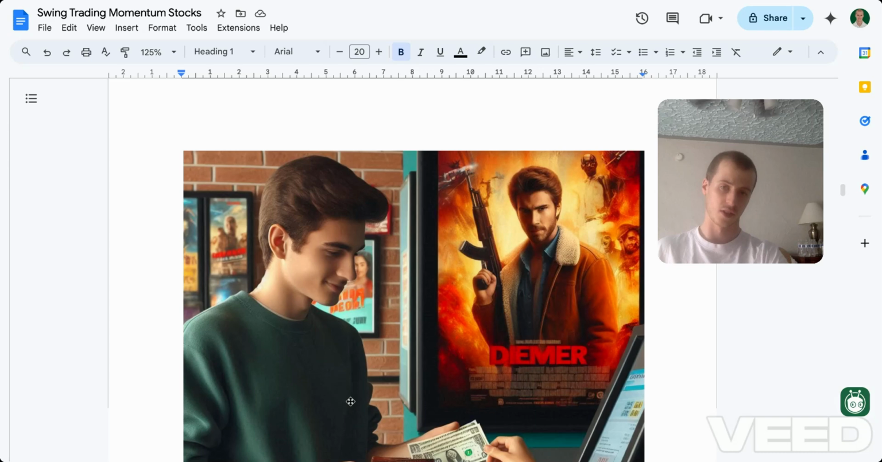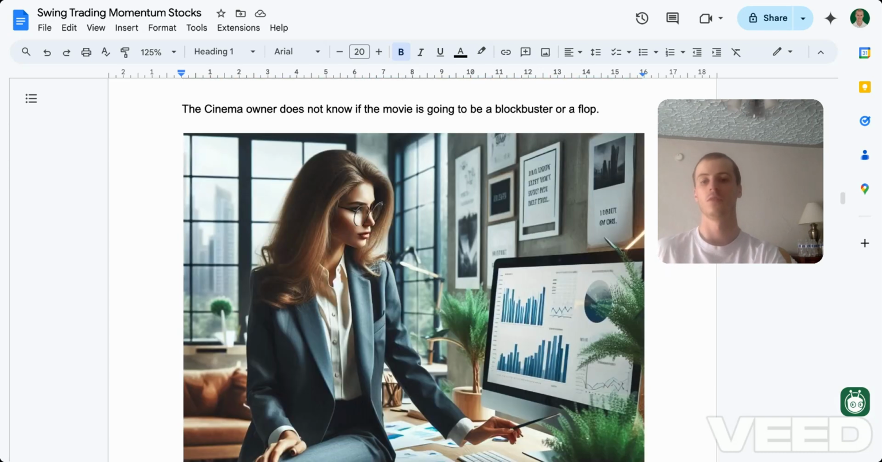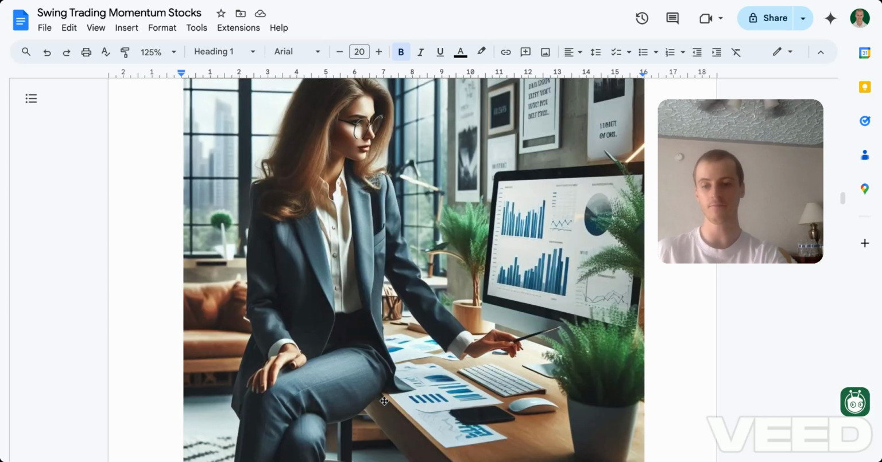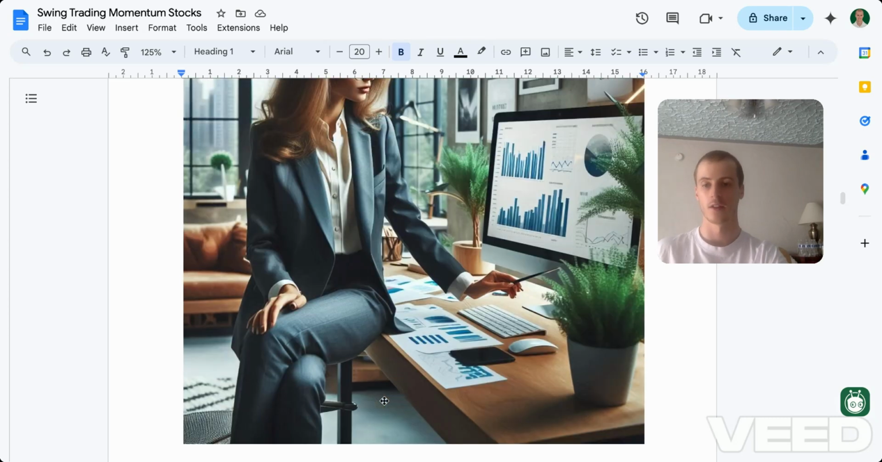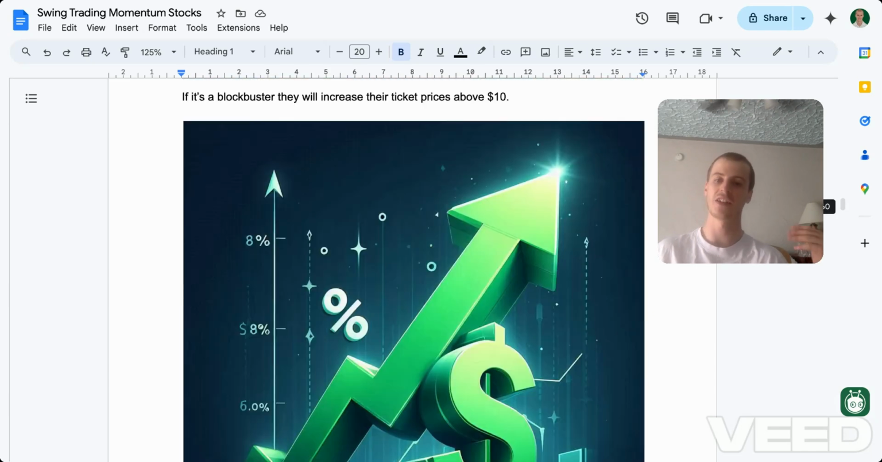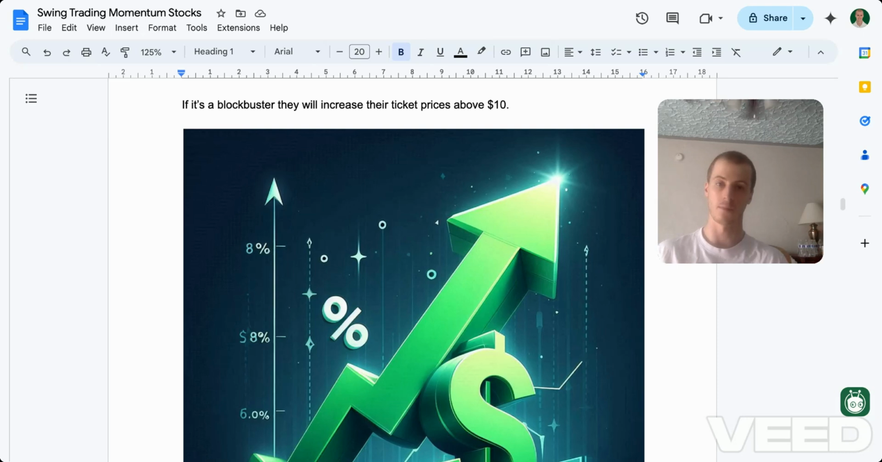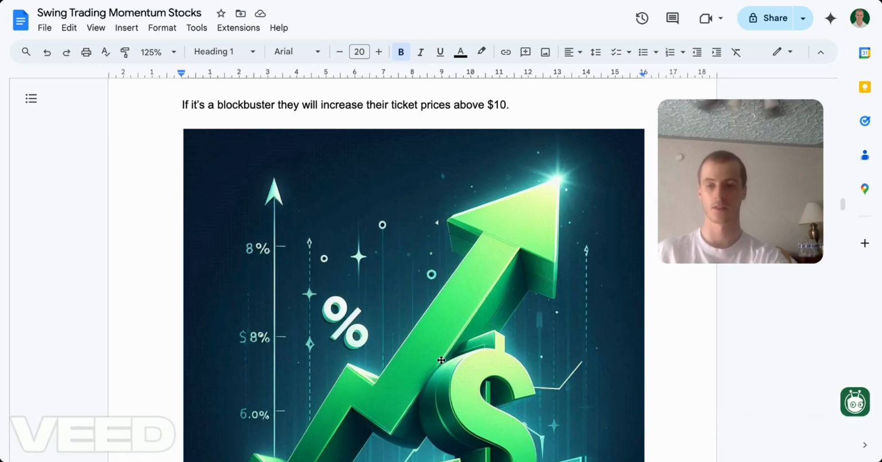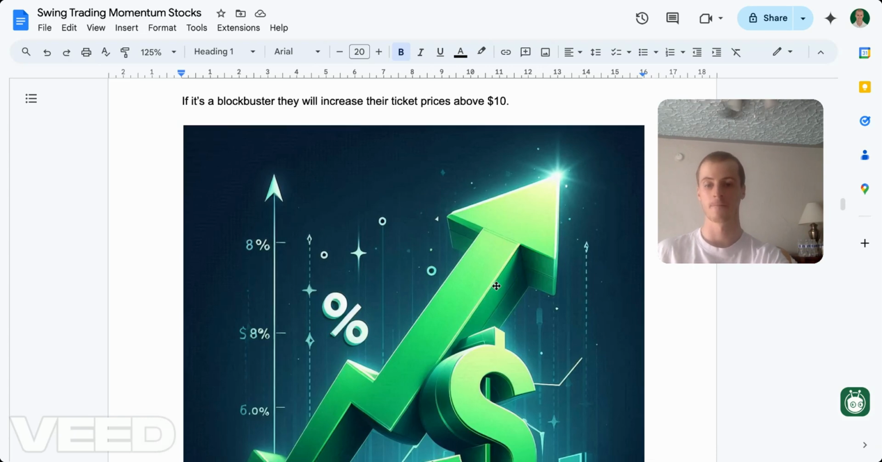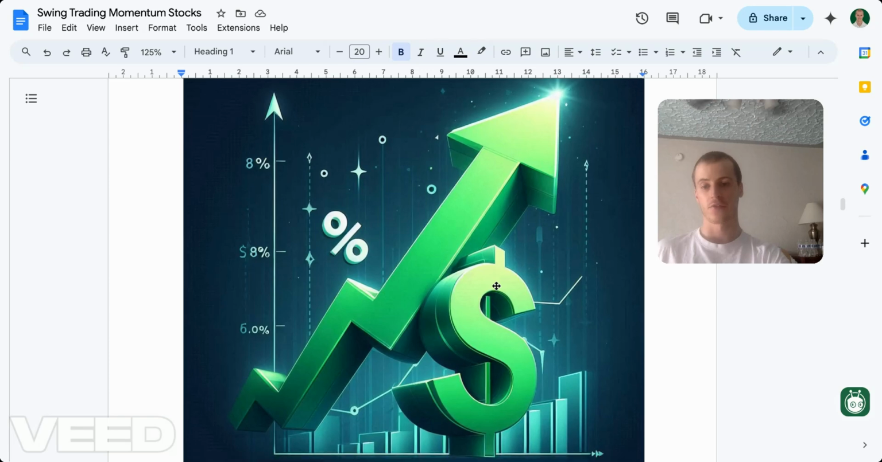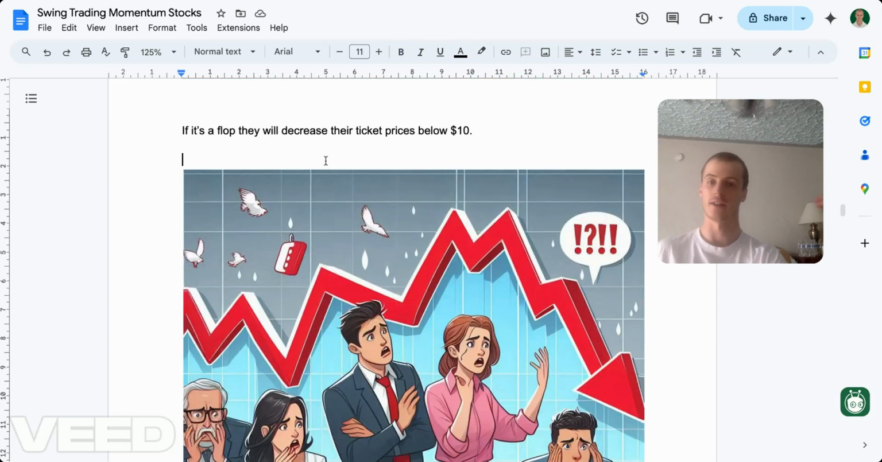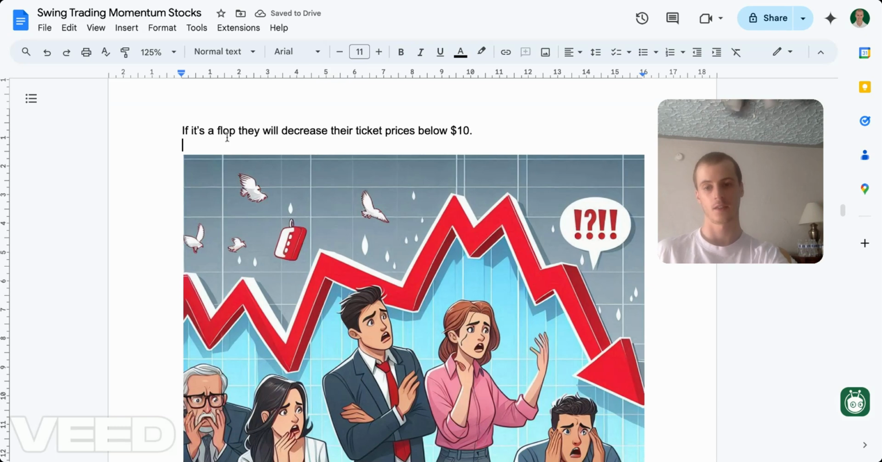The reason the cinema is offering this is because they don't know if the movie is going to be a blockbuster or a flop. So they're trying to offset some of that risk by giving you this special offer. Now, if it's a blockbuster, they're going to increase their ticket prices above $10. Okay? It's just the natural supply and demand. If it's a flop, aka demand decreases, then they're going to decrease their ticket prices below the $10 strike price. Okay.